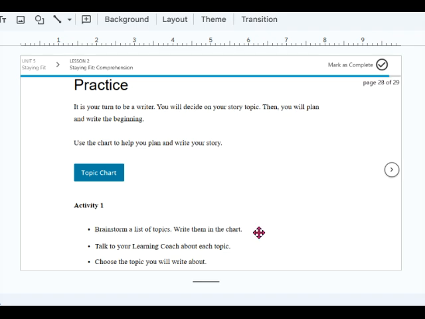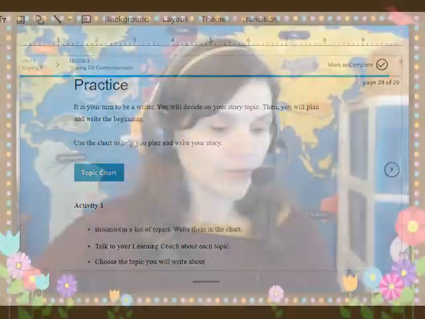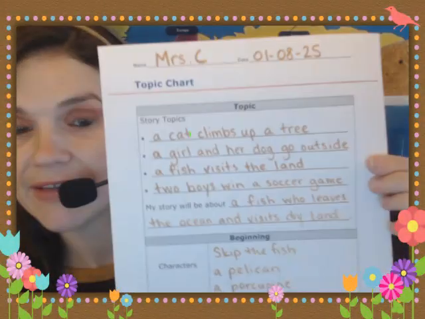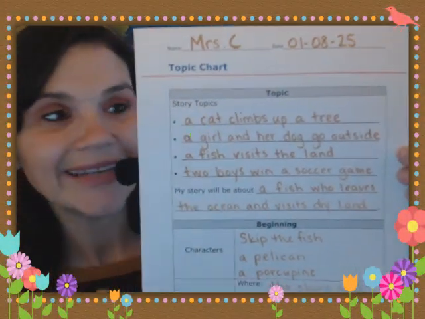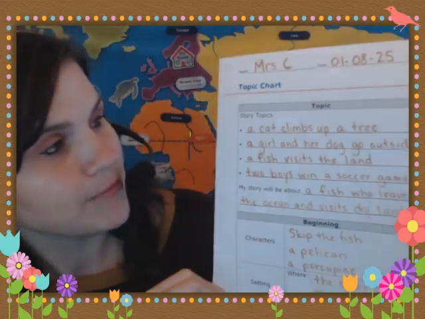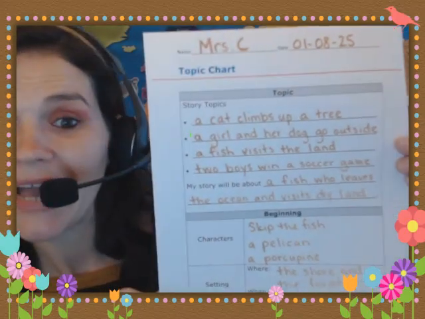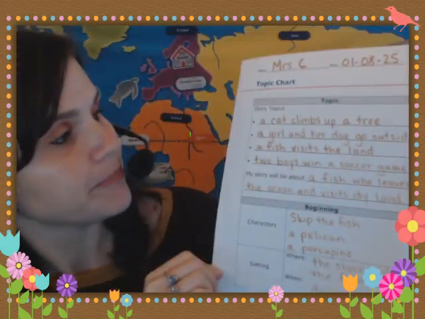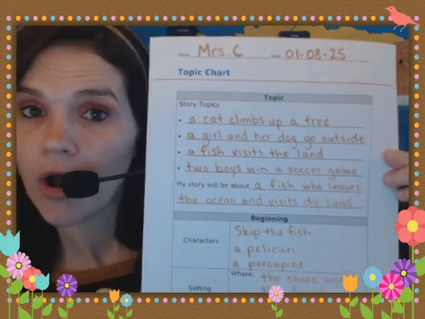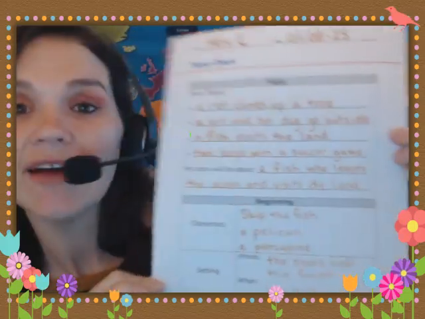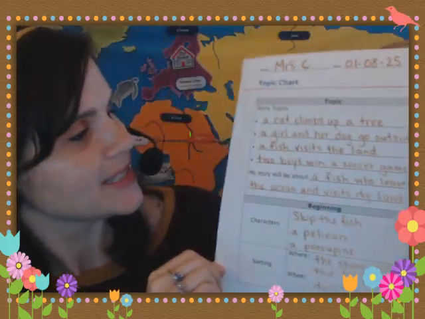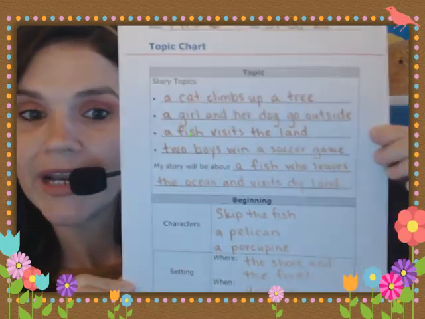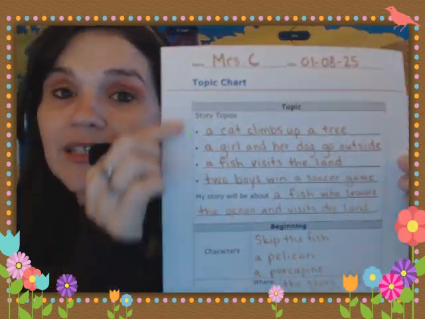So this is what you're going to do. Brainstorm a list of topics and write them in the chart. Talk to your learning coach about each topic and then choose the topic you will write about. So here is my topic chart that I have completed. Here were the ideas that I had. I said, maybe I'll write about a cat that climbs up a tree. A girl and her dog go outside. A fish visits the land. Two boys win a soccer game. So all four of these are my ideas.